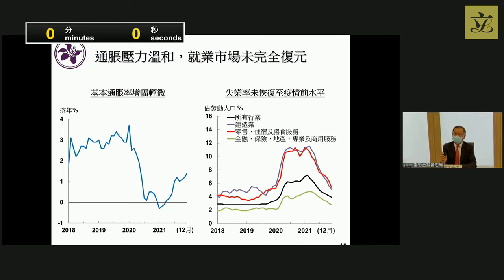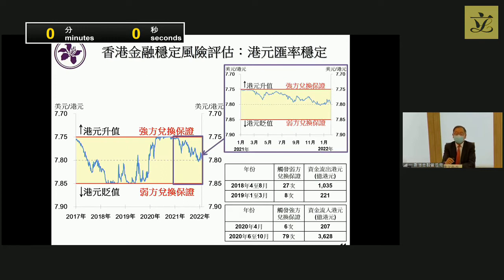Well, the imported prices and inflation present a major factor, but inflation remains moderate. And then for the financial markets in Hong Kong, first of all, for the Hong Kong dollar market, in the past 2 years, the exchange rate has remained at a stable level at about 7.79. But if the interest spread continues to widen, you will see that the Hong Kong dollar exchange rate will gradually inch towards 7.85.